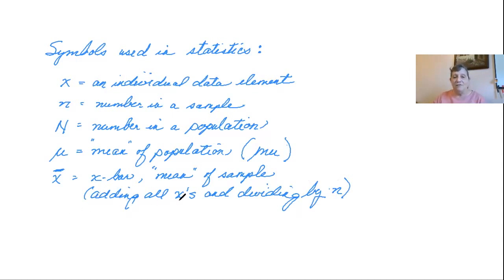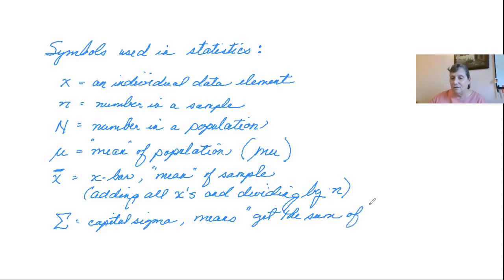they have a notation for the operation of adding all the X's together. And that is this, it's a capital sigma, the Greek letter sigma. It means get the sum of. So the formula to get the mean X bar of a sample is to get the sum of all of the X's and then divide by N, the number in the sample.